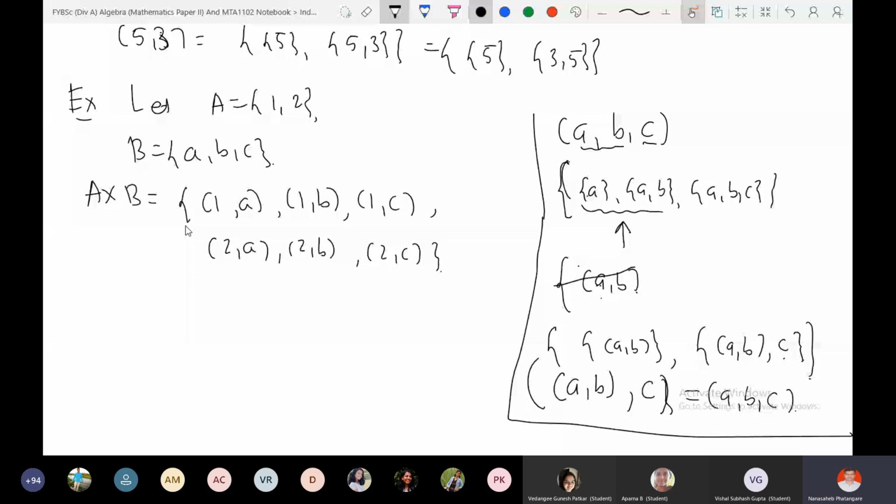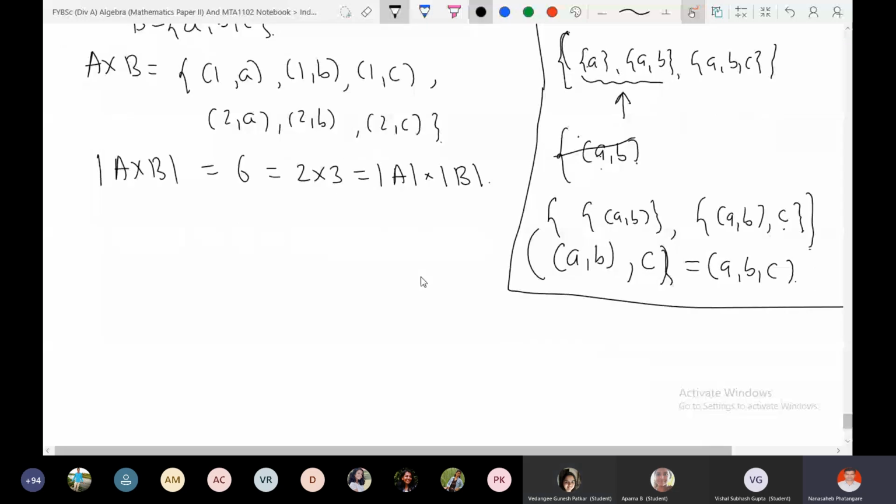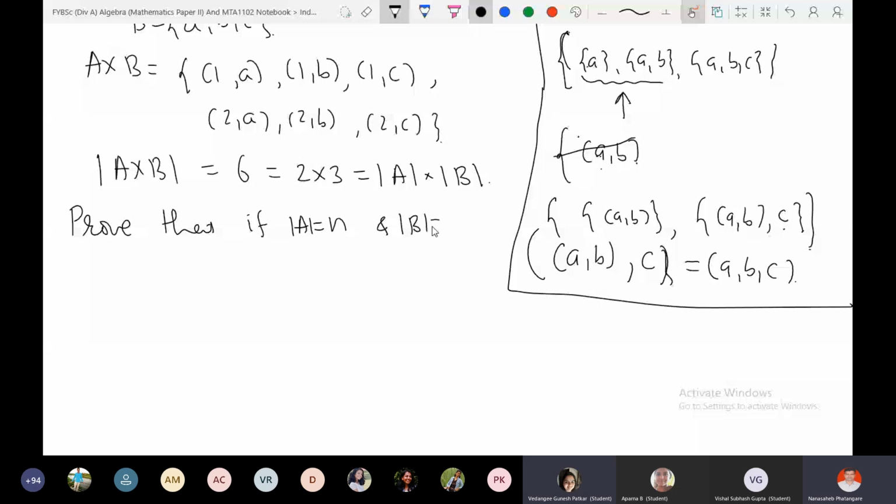Now how many elements are there in A cross B? Right, 6 elements, which is 2 into 3. 2 is the number of elements in A and 3 is the number of elements in B. So the number of elements in A cross B is the product of the number of elements in A and the number of elements in B. So prove that if the cardinality of A is equal to n and the cardinality of B is equal to m, then the cardinality of A cross B is m into n.